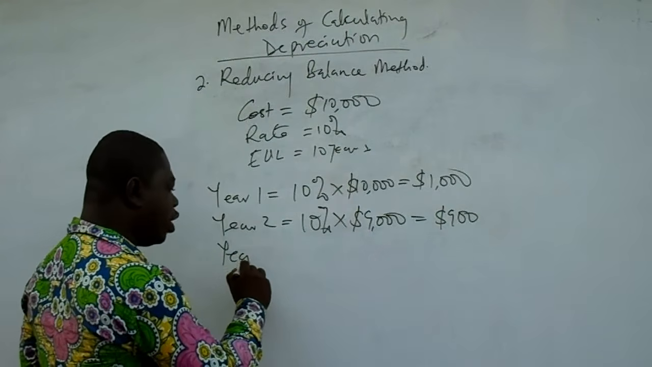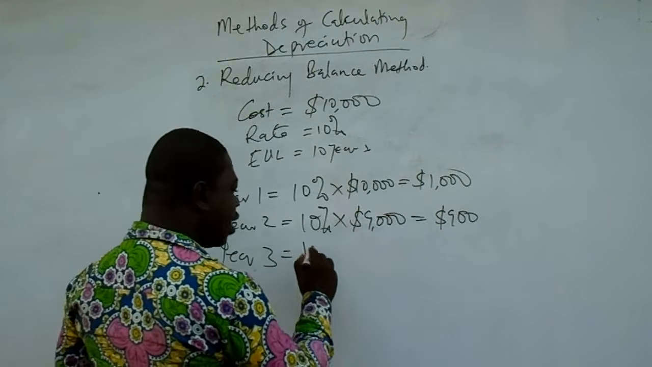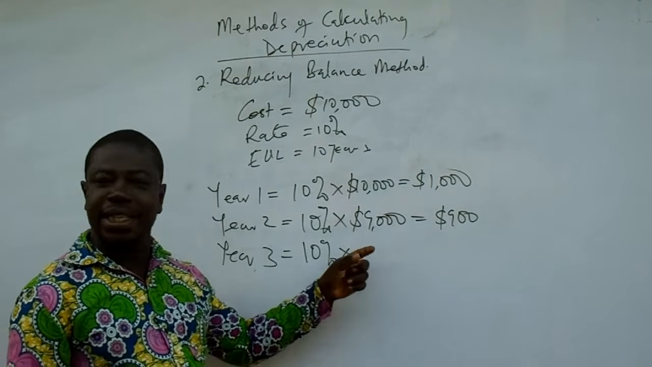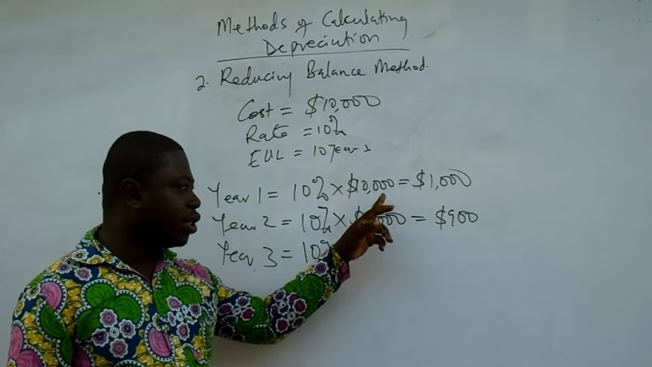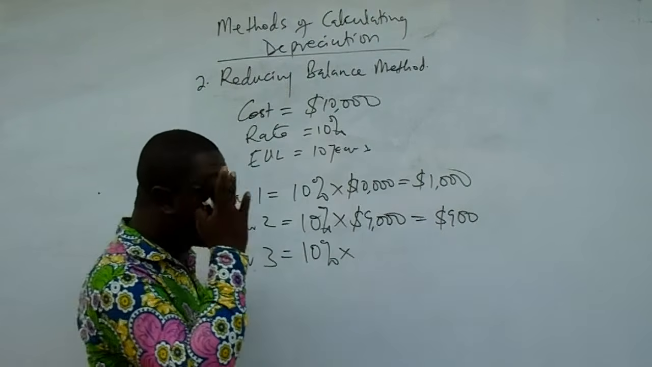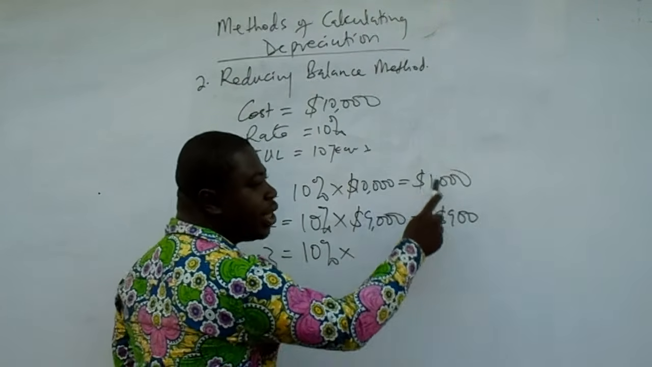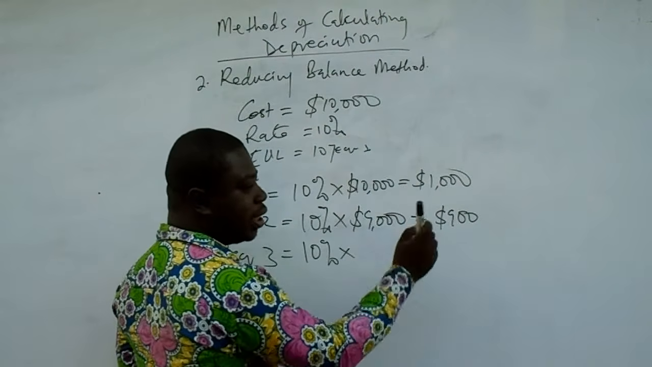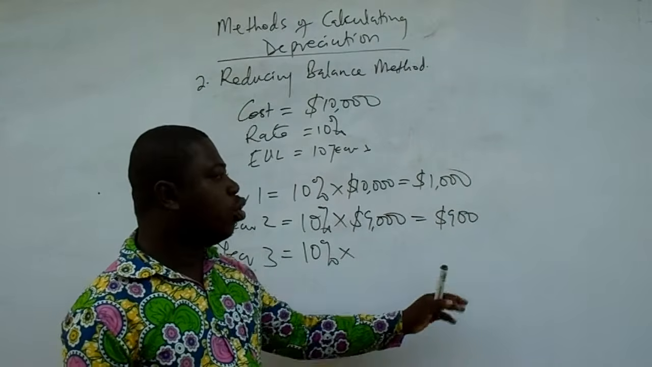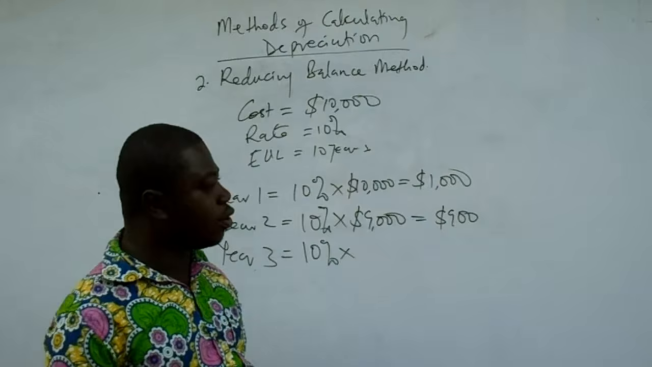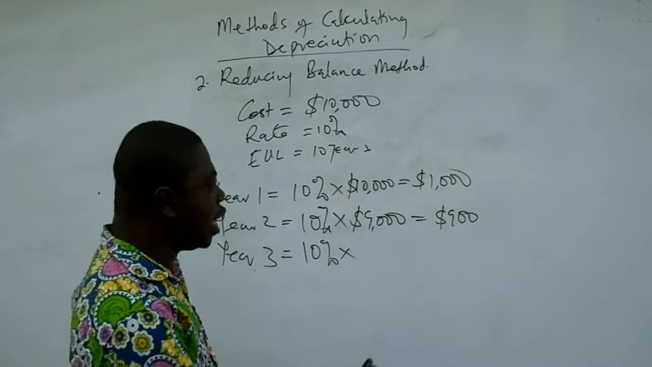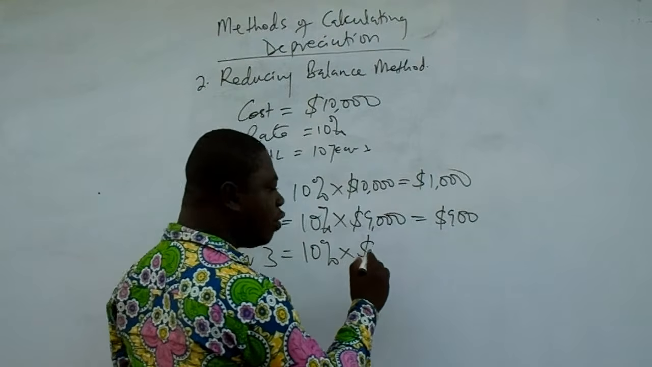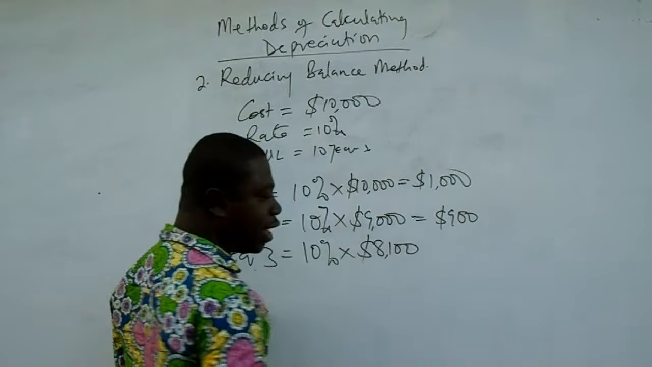Now let us try year 3. In year 3, the rate remains the same, but then we are going to apply this now, no more on the 10,000 or on the 9,000, but then we should see that there is an accumulated depreciation of 1,900, which is the first 1,000 plus the 900, and so we have a total depreciation charge of 1,900 for the previous years, which should also be subtracted from the cost of 10,000, giving us a net book value or a carrying amount of 8,100.